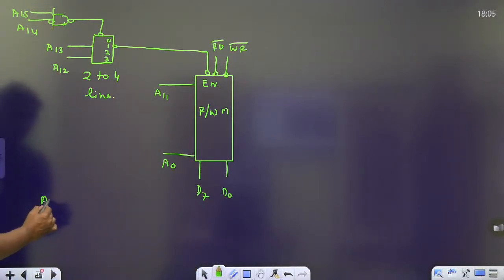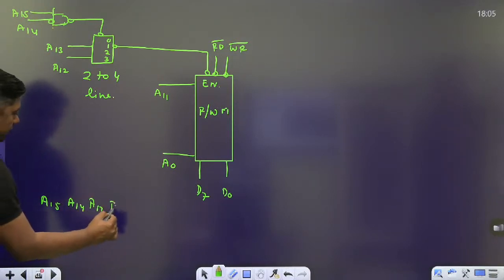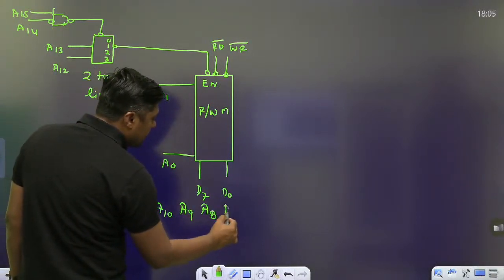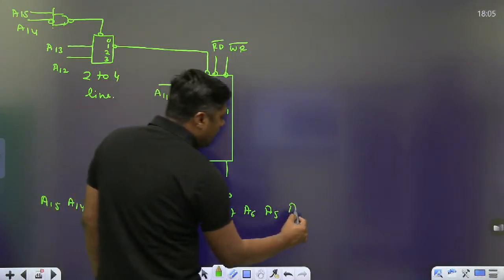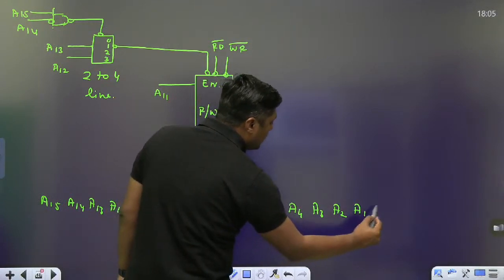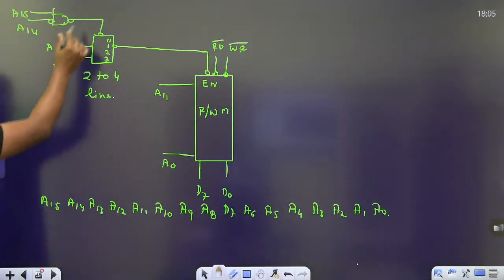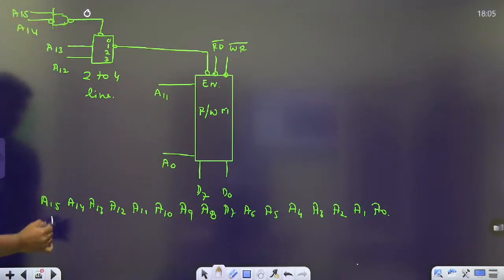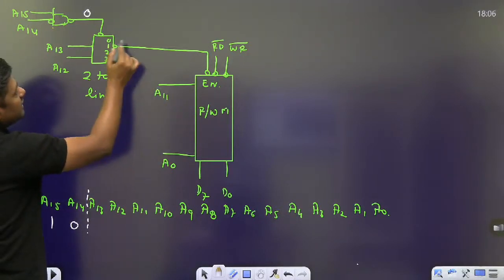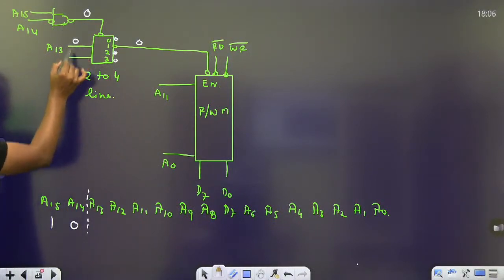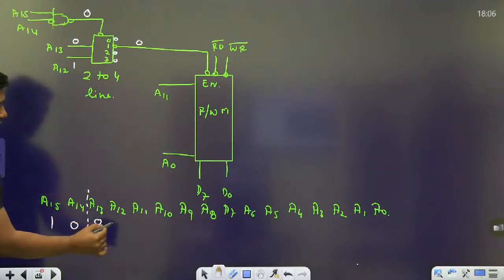First of all, write the number A15, A14, A13, A12, A11, A10, A9, A8, A7, A6, A5, A4, A3, A2, A1, A0. Okay, then when this gate will be enabled, when we want 0 here, 0 means both are 1, 1. So A15 is 1, but A14 should be equal to what? 0. So 0 will become 1. Okay, this is called higher order address. This is called middle order address. When this will enable, when here we are going to get the 0, all are active low. When it is connected to 1, 1 means what? 0, 1. This is a decoder. So 0, 1. When we are giving the 0, 1, this is called middle order address.